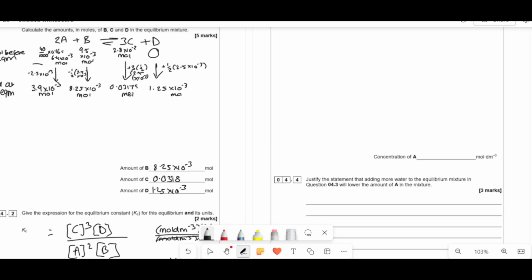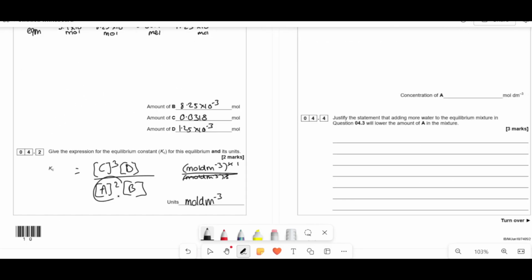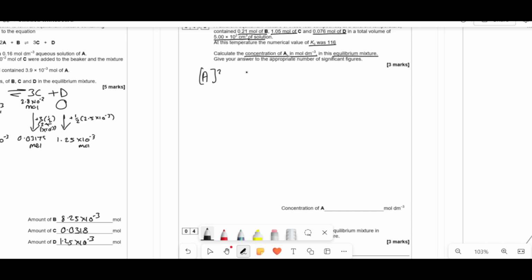So we need to rearrange this to find what A is. So first of all, I'm going to rearrange that by multiplying both sides by A squared and then moving the Kc down there. So then I can say the concentration of A squared is going to equal C cubed times D, all divided by Kc times B. So then that means I can just go one step further and say, well, if I want A, then I'm going to square root this whole thing, like that. If that's the case, then the concentration of A is going to be the square root of the concentrations of all of these things.